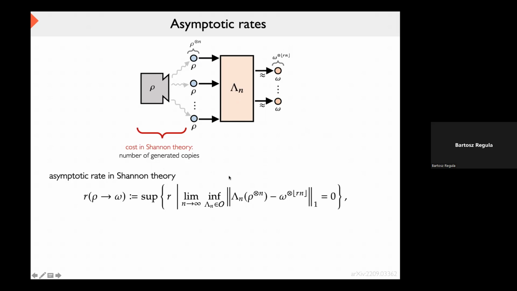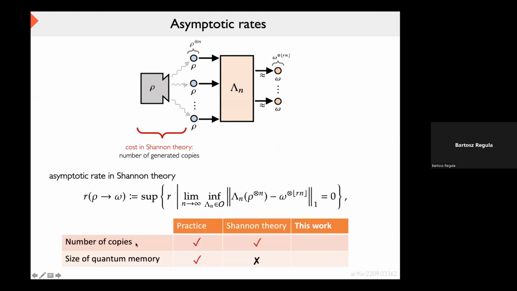Now, the problem with this is that this never takes into consideration how difficult it is to actually manipulate n copies. So it allows us to generate many copies as long as we pay for this cost of generating them, but then essentially it assumes that we can manipulate them for free. But I mean, obviously in practice, both of these things should be costly. One should be the number of copies of the given state, but also the size of the quantum memory needed to actually transform these states. And Shannon theory essentially ignores the second aspect.